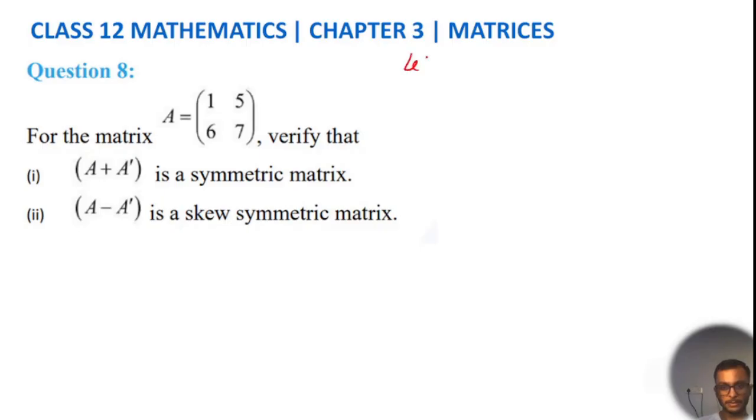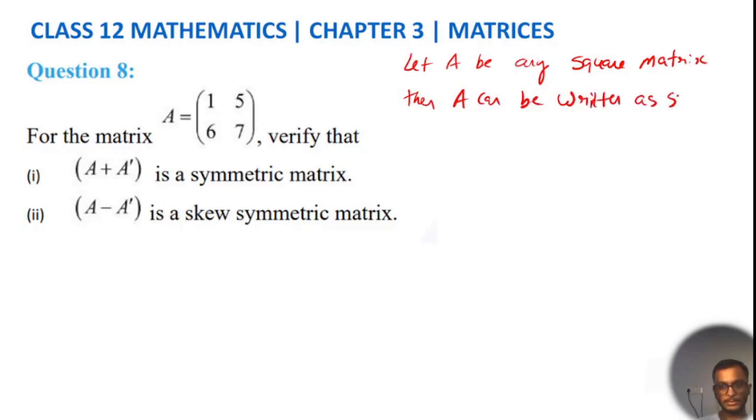Let A be any square matrix. Then A can be written as sum of symmetric and skew symmetric matrix. That is, A can be written as sum of one symmetric and another skew symmetric matrix. How can we write it? I will show you.